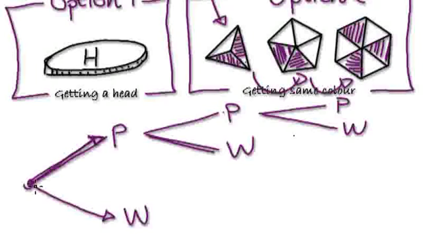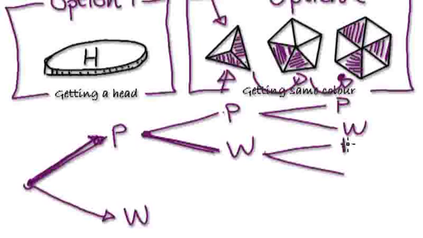So let's say you start here. Get a purple one. That's the first spinner done. Now you're here. Jump to the second spinner. Let's say you get a white one here. And now you would jump to your third spinner. Third spinner, you could get a purple or a white. And then let's go back to the beginning now.